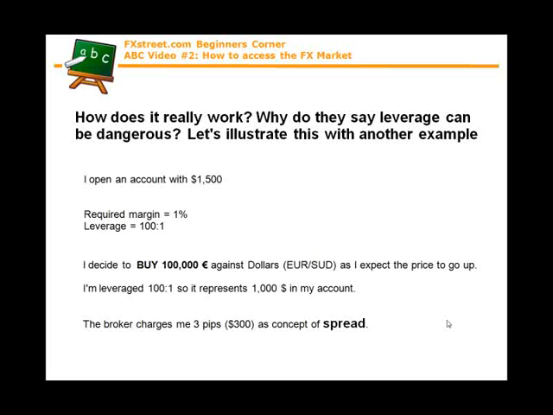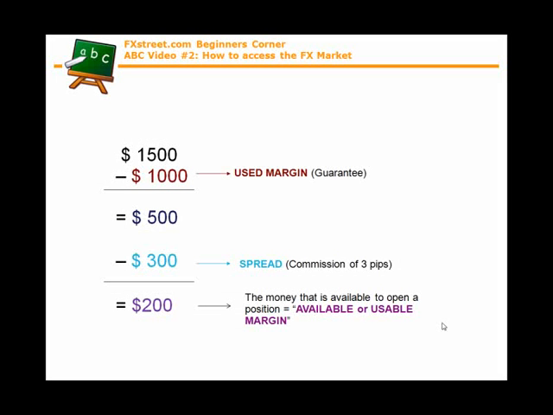Meaning my required margin of 1% and with the leverage of 100 to 1 will require a margin of $1,000 for that trade. Let's see what happens. I have $1,500 in my account. I give $1,000 to the broker as guarantee, and that leaves my account in $500.